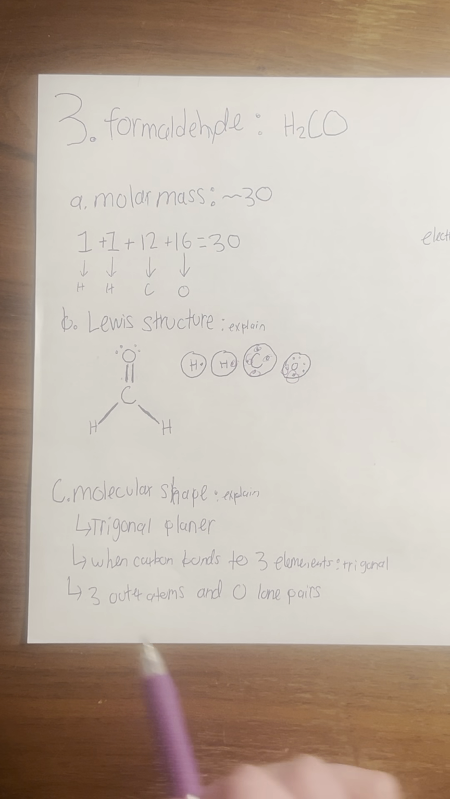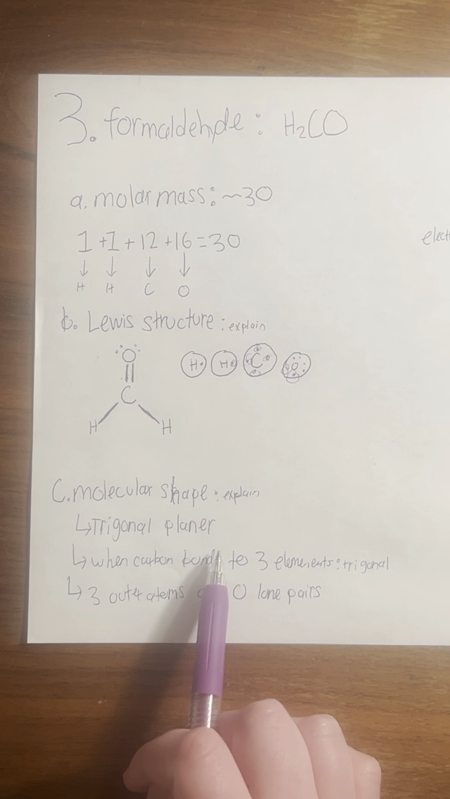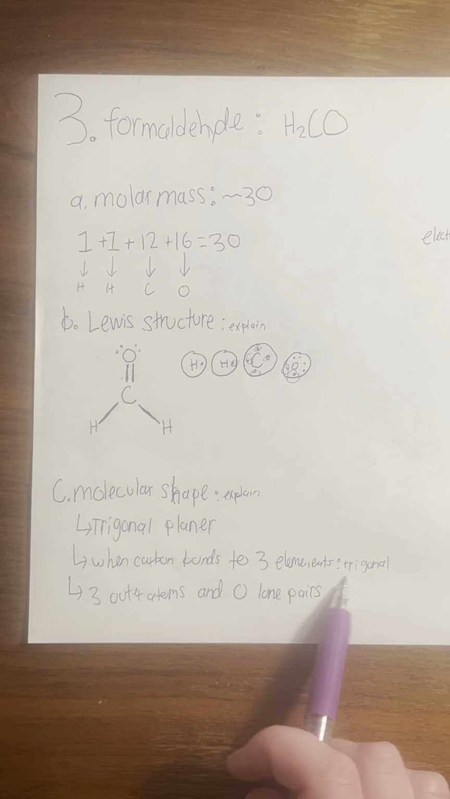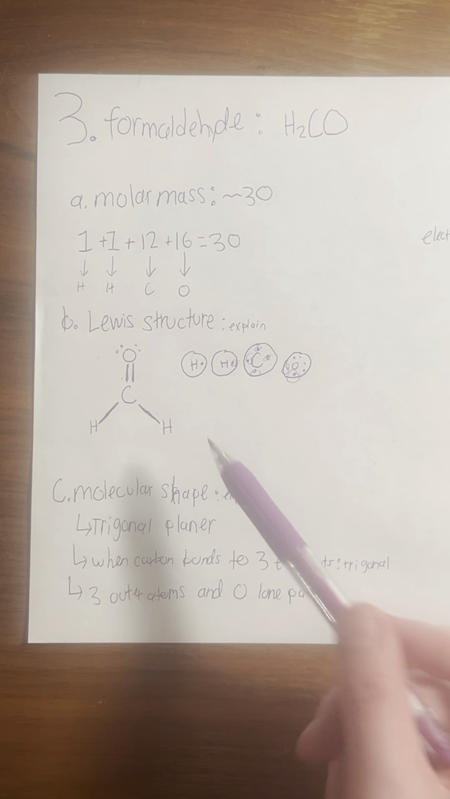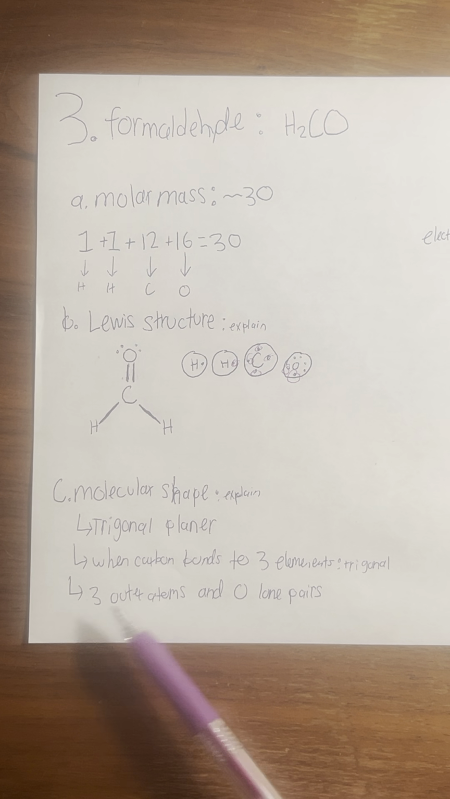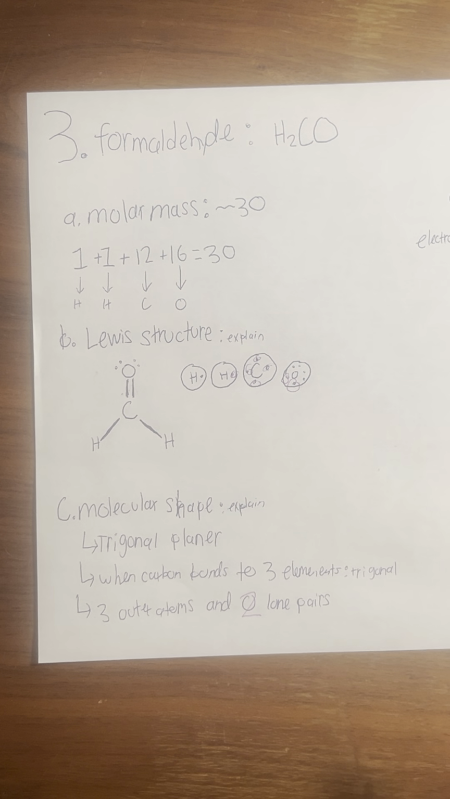Yeah, and then for the molecular shape, it is trigonal planar because when carbon bonds to 3 elements, it has to be trigonal because that's what the textbook said. So it has 3 outer atoms and, sorry, this should say 2, and 2 lone pairs because of the 2 right here. So then, you know it is trigonal planar.